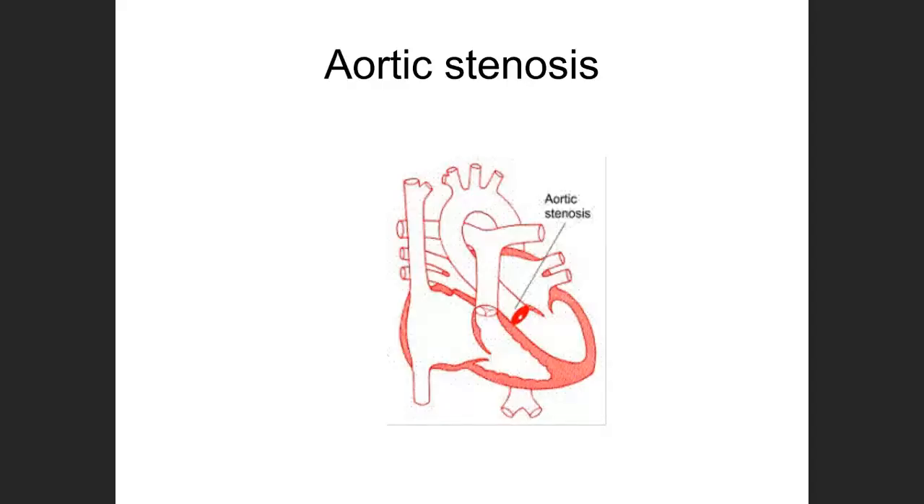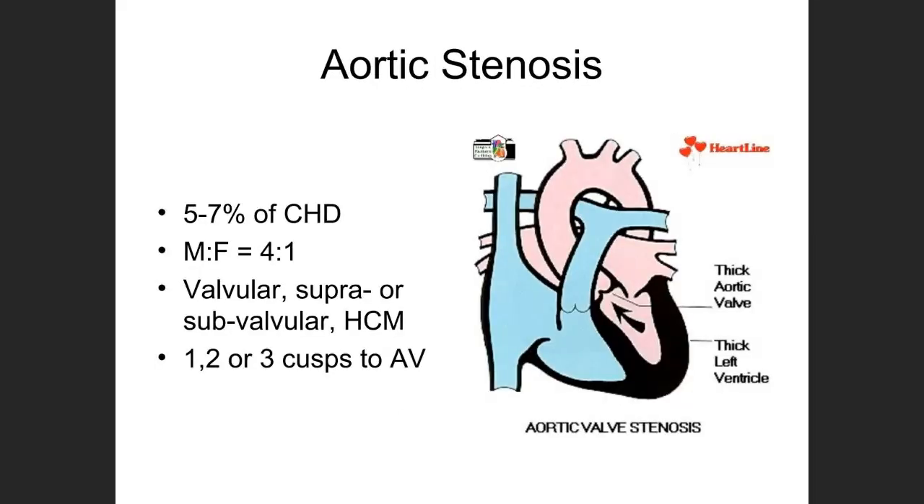We're now going to talk about aortic stenosis as another obstructive lesion in the acyanotic group. This is an illustration of aortic stenosis, which occurs in up to about 7% of patients with congenital heart disease and a significant male preponderance.